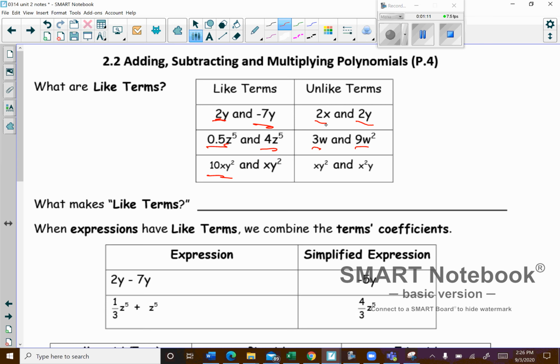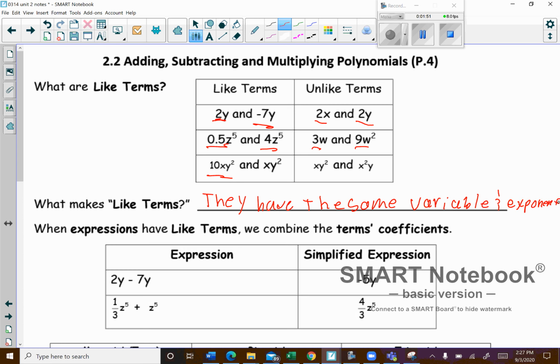So what you should notice is to be like terms, they have to have the same variable with the same power or exponent. Power and exponent are interchangeable. They're the same, they mean the same thing. So I'm going to go ahead and write that here. So what makes like terms? They have the same variable and exponent.